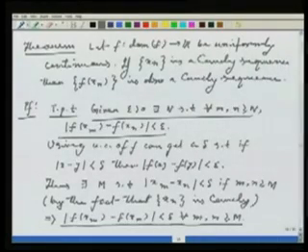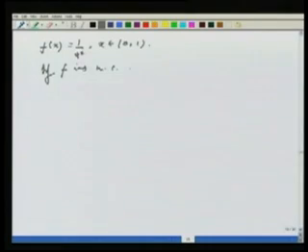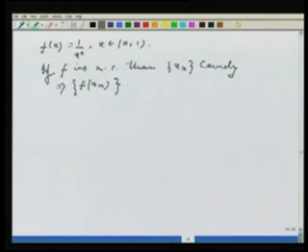Now using this, it follows quite easily that the function f(x) equals 1 by x square is not uniformly continuous in (0, infinity). Let us see how. I look at the function f(x) equals 1 by x square. Let me take x even in (0, 1). There also it is not uniformly continuous. If f is uniformly continuous, then xn Cauchy implies f of xn is Cauchy, right? But that is not the case.